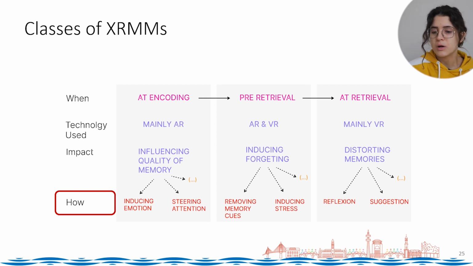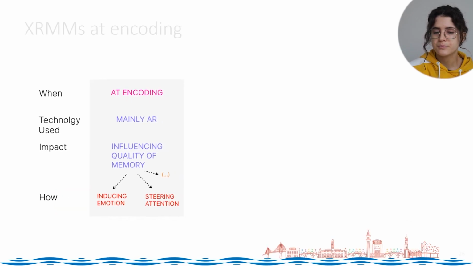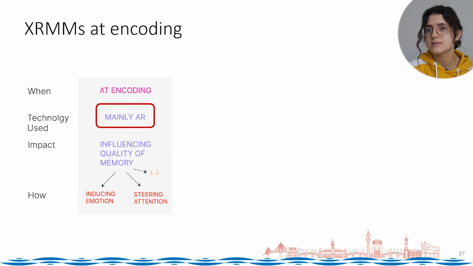So our approach was to ground the scenarios and the classes in known phenomena in cognitive psychology research. But these techniques reflect the results of the workshops, but they are not exhaustive and more could emerge from future research. So let's see these three classes in details.